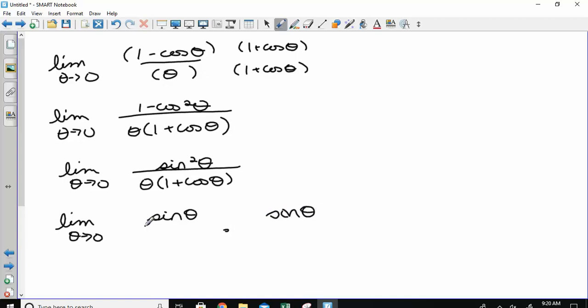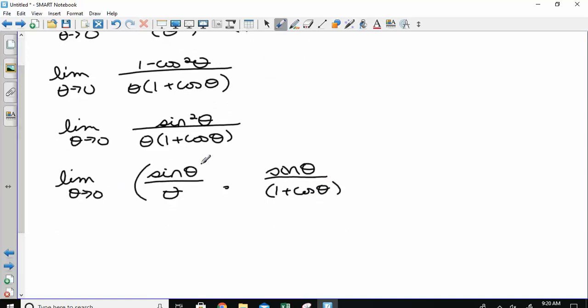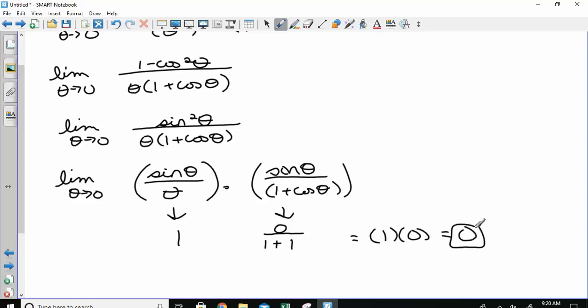Times n. I have 1 theta. What we know is if theta is approaching 0, sine theta over theta goes to 1. This would go to sine of 0 is 0 over 1 plus cosine of 0 is 1. So we get 1 times 0, which is 0.